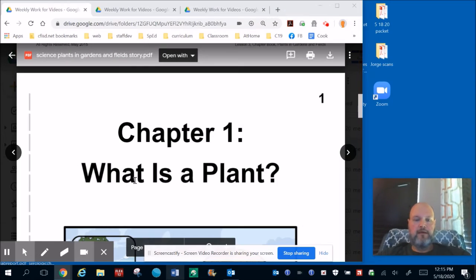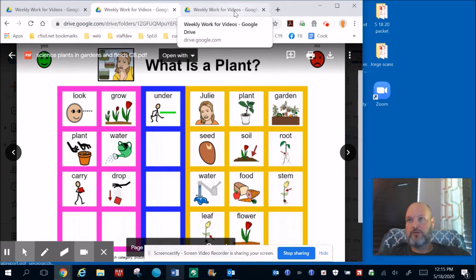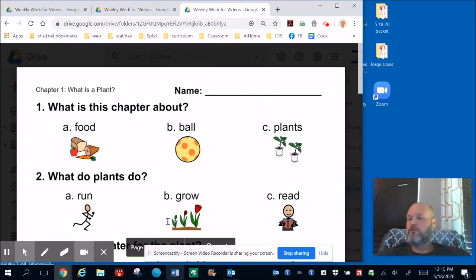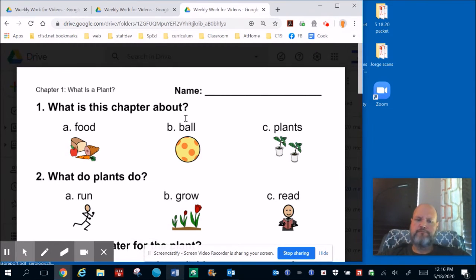Okay, we've already read chapter 1, what is a plant? We've gone over all the vocabulary words, so we are ready now to go through our questions and answer choices. There's 10 questions. I'm going to read all the questions and answer choices all the way through, and then you go back and take your time, read through the stories, and figure out the best answer for each of the questions, and you're going to circle it on your answer sheet.